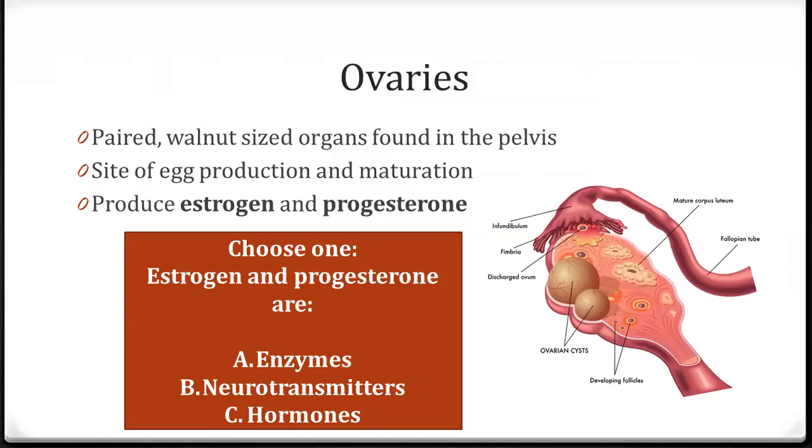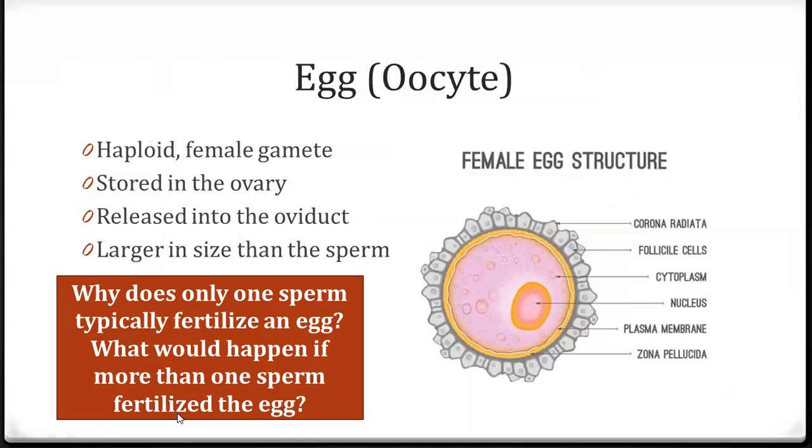All right, so ovaries are paired walnut-sized organs found in the pelvis. They are the site of egg production and maturation. They produce estrogen and progesterone, which are hormones. Okay, eggs are haploid. They're the female gamete. They are stored in the ovary and they are released into the oviduct. They are larger in size than sperm.